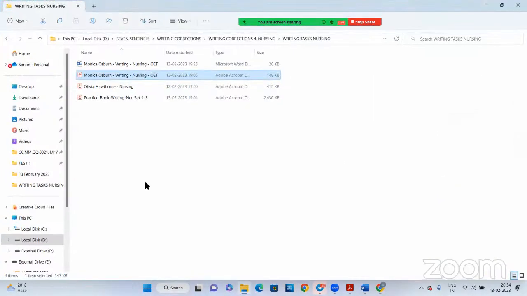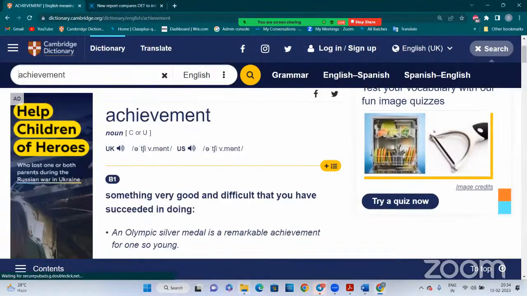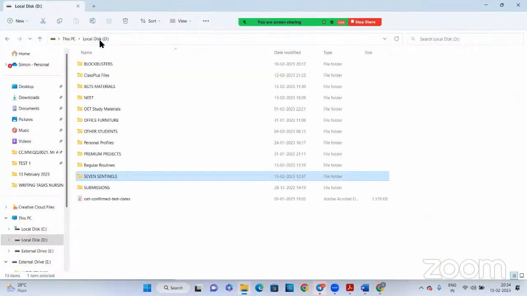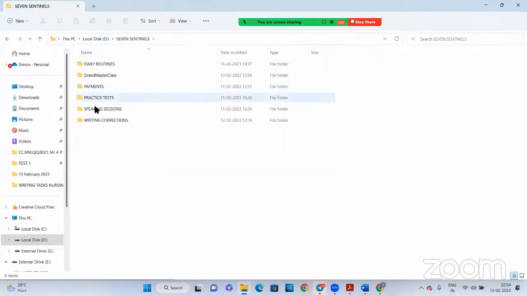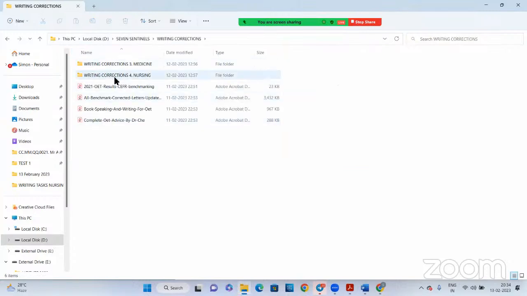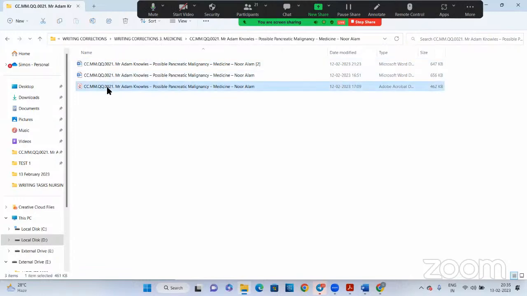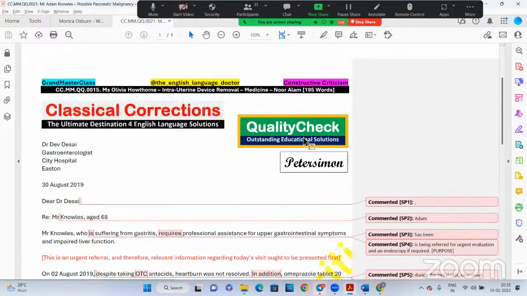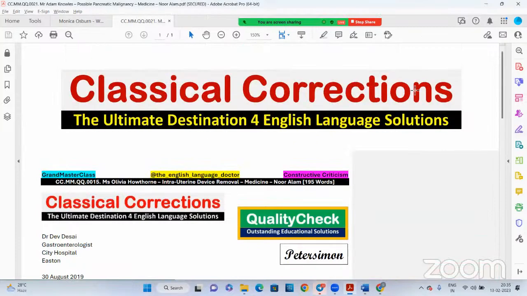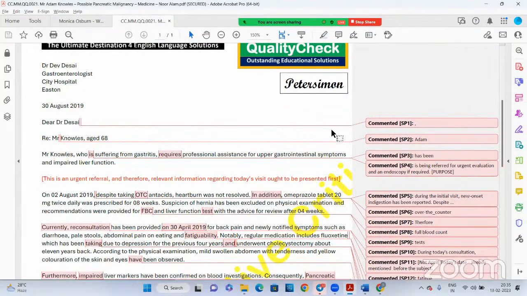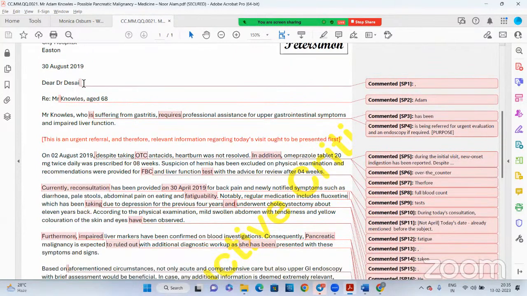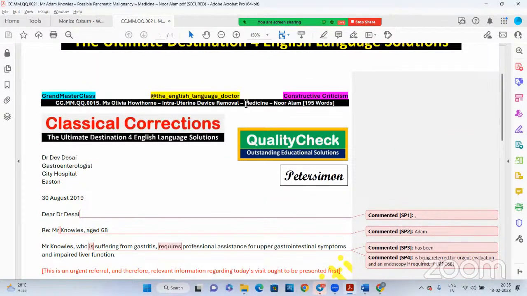So I'm showing you the corrections. Our corrections come in 3 different levels. I'm going to show you one particular correction. We have different types of writing corrections according to the seriousness. This is one letter correction, a classical correction. Everything will be given here like this. Even if a comma is missing, it will be marked here. This is a doctor's letter, medicine.